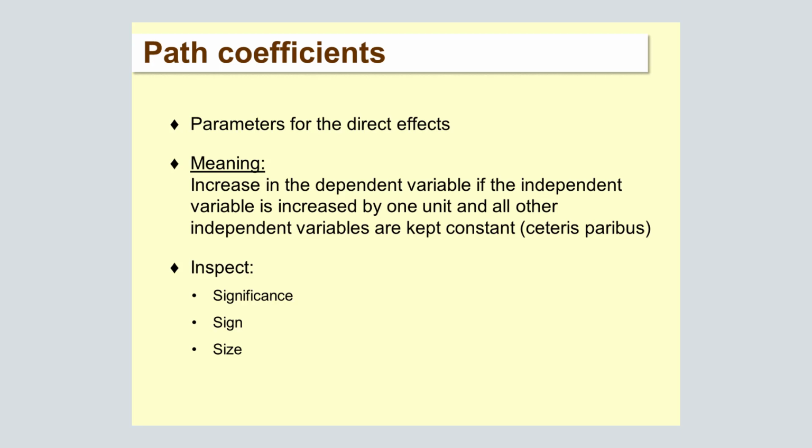Path coefficients can be inspected for their size, their sign, and their significance, as expressed by whether they are significantly different from 0, or we can look at their confidence intervals. Analysts interpreting path coefficients must take into account that the path coefficients might be affected by multicollinearity, and they must be aware that path coefficients tend to become smaller the more independent variables a dependent variable has.